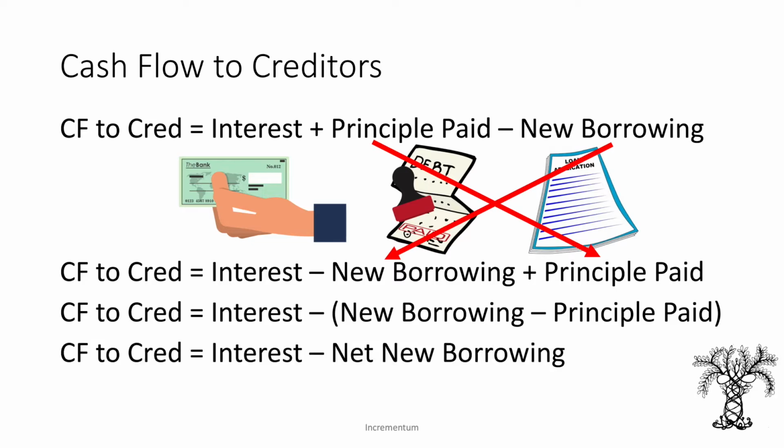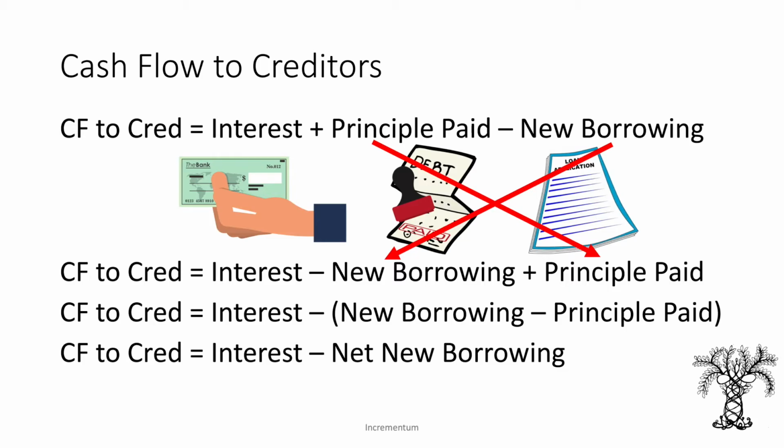So now we're going to rewrite this equation as cash flow to creditors is equal to interest minus net new borrowing. So what we're doing is saying that everything inside that parenthesis is net new borrowing. So it's the net effect of our borrowing and paying back activities. So this is an equation that you might see in your book. In your book, you may see that cash flow to creditors is equal to interest minus net new borrowing. What that really means intuitively is the first equation.